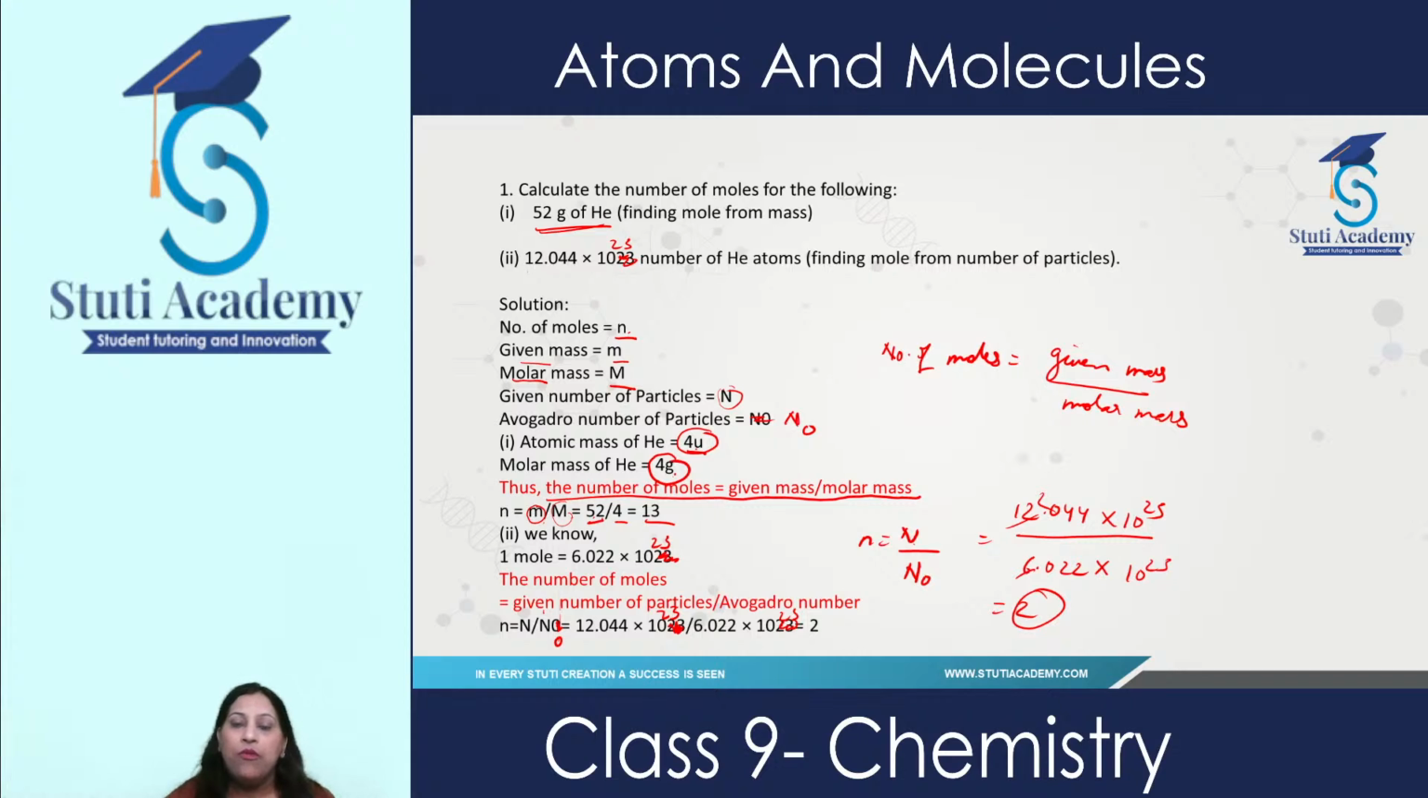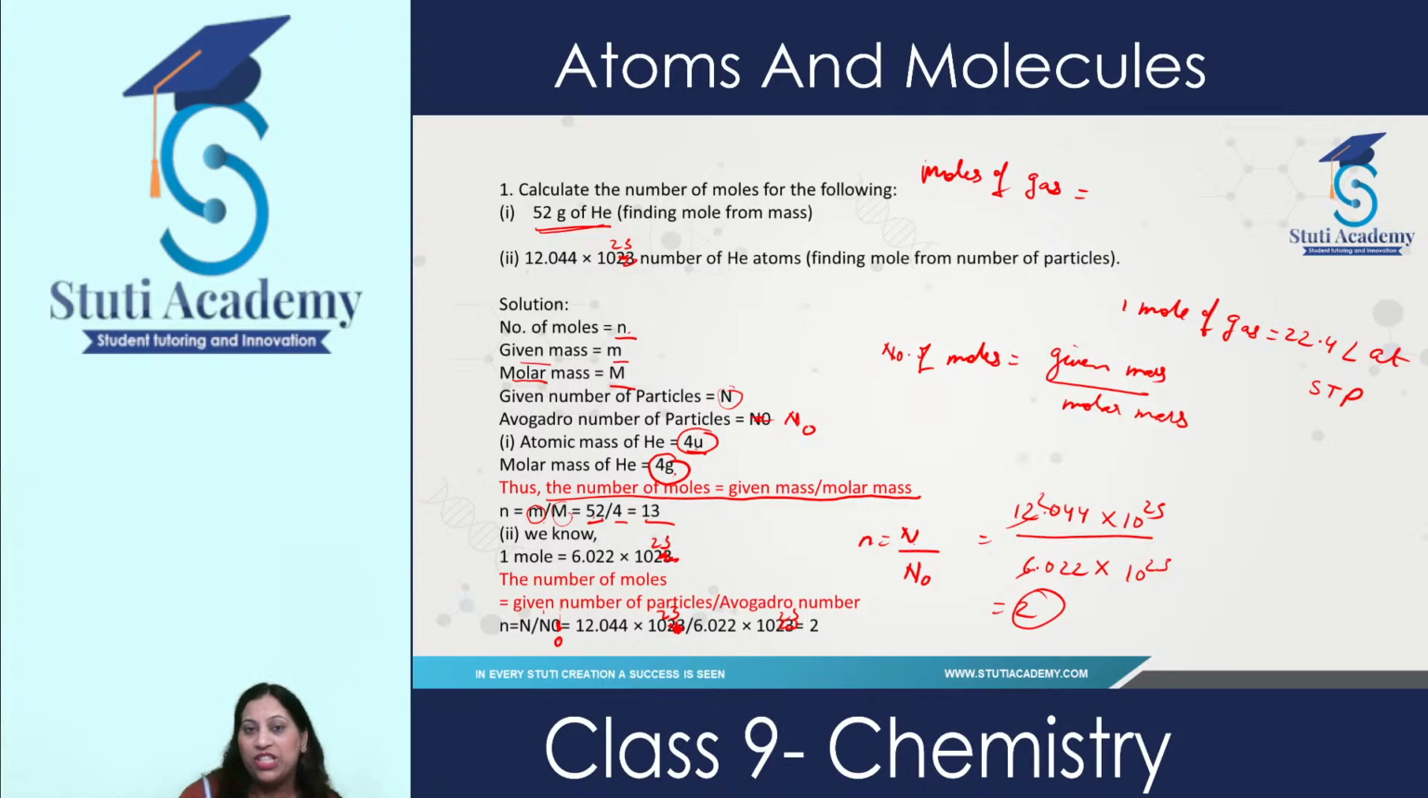And one more thing, when we need to find out the moles of gas, see, 1 mole of gas is always equal to 22.4 liters at STP. And what is this STP? It is standard temperature and pressure. Because we know that if we increase temperature and pressure, the volume of gases also increases or decreases.